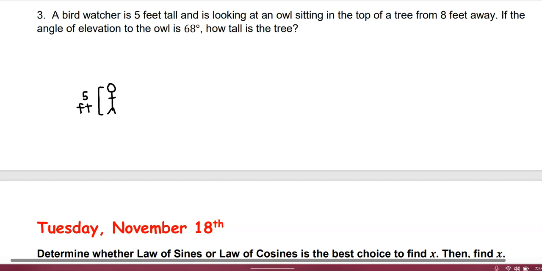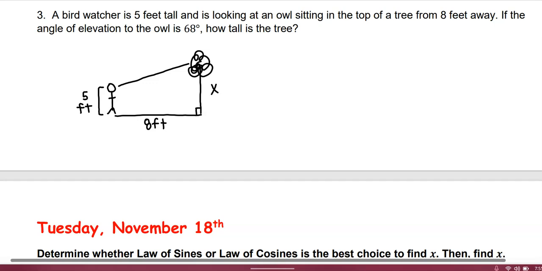5 feet tall and is looking at an owl sitting in the top of a tree. Okay, so I got a tree. And they're looking at the top of that tree. And it says top of a tree 8 feet away. And so this distance is 8 feet. And we're going to assume that the tree makes a right angle with the ground. If the angle of elevation to the owl is 68 degrees, how tall is the tree? And so we're going to be finding how tall the tree is. So I'm going to put an X there.